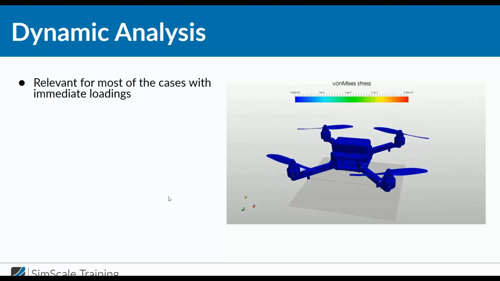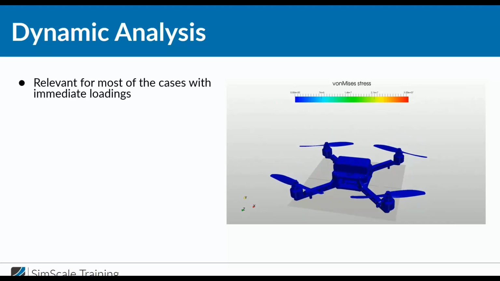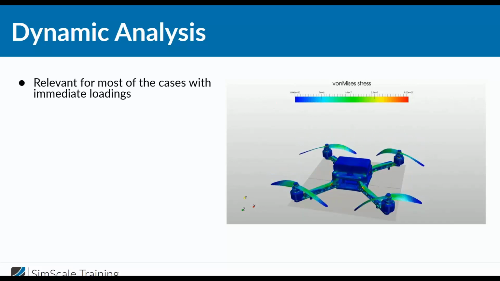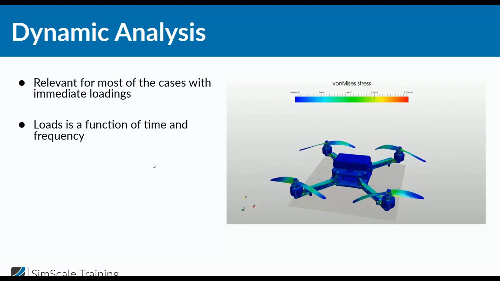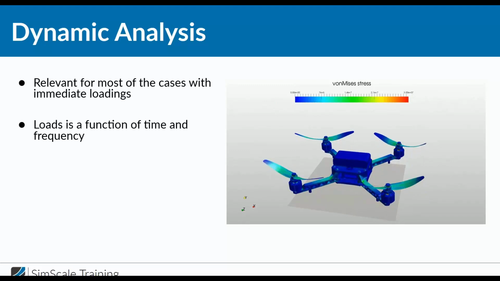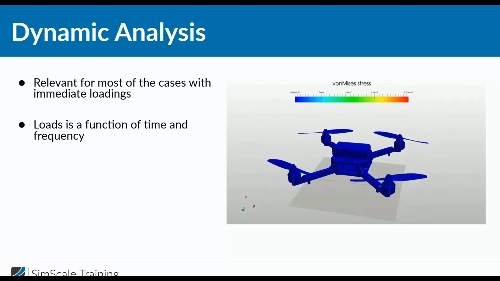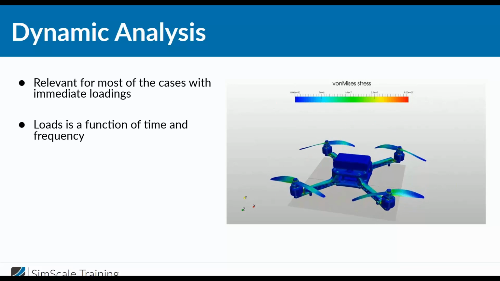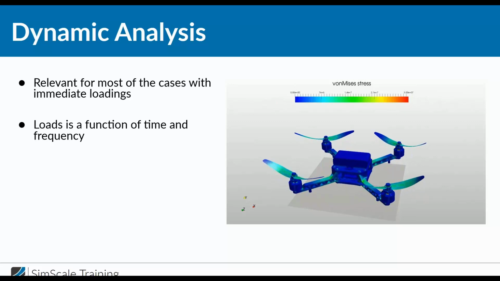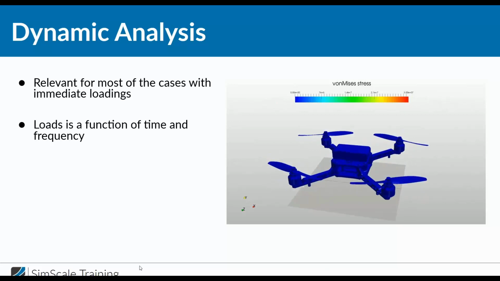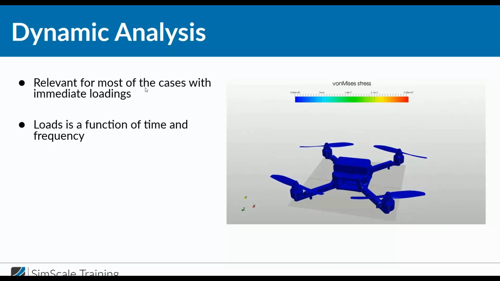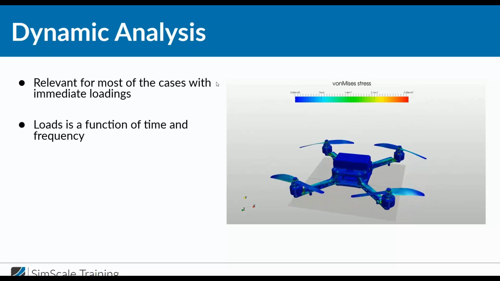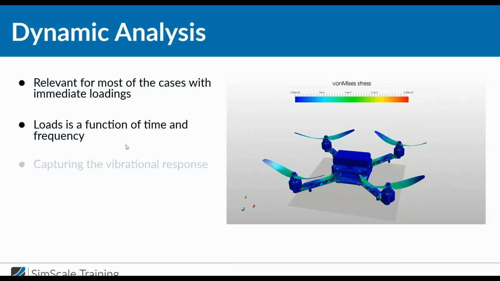Dynamic analysis is relevant for all cases, or most of the cases, with immediate loadings, like dropping, punch tests, crash tests, etc. Another option is that you have a load which is a function of time and frequency, for example a harmonic load. There you also need a dynamic analysis, even if the load is not immediate, since the boundary conditions, forces and loads are time dependent.